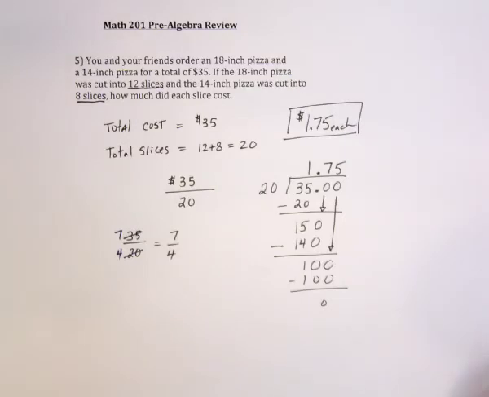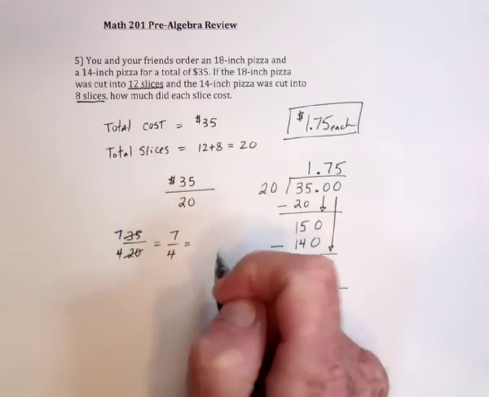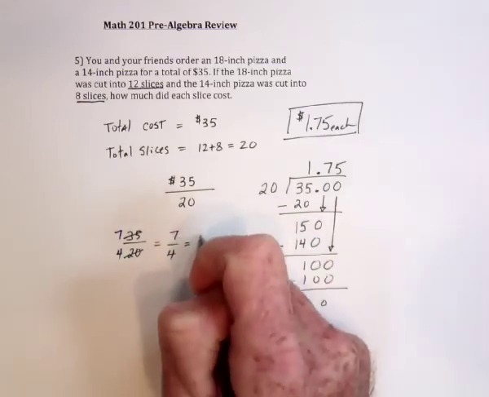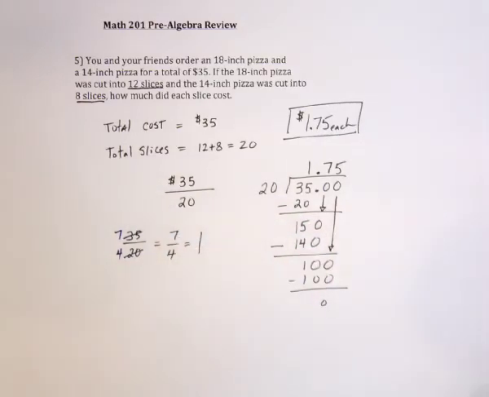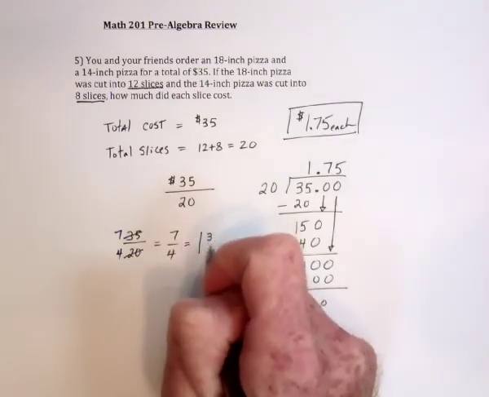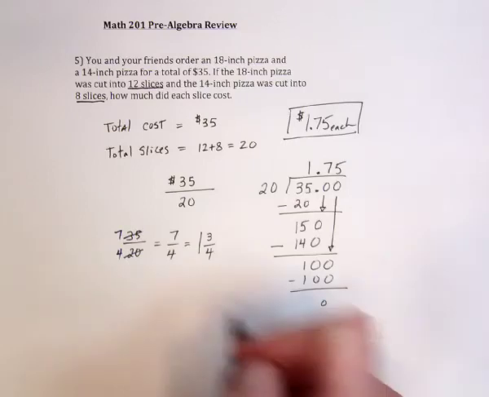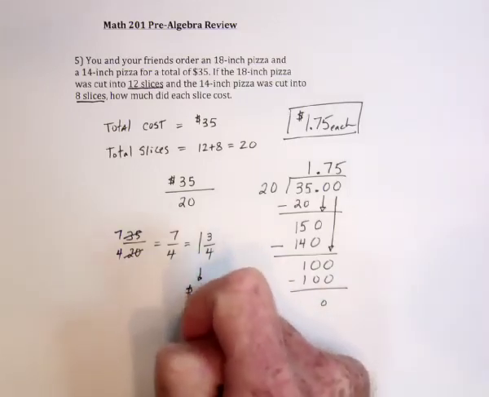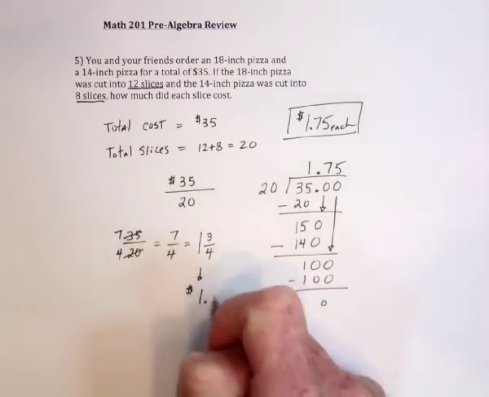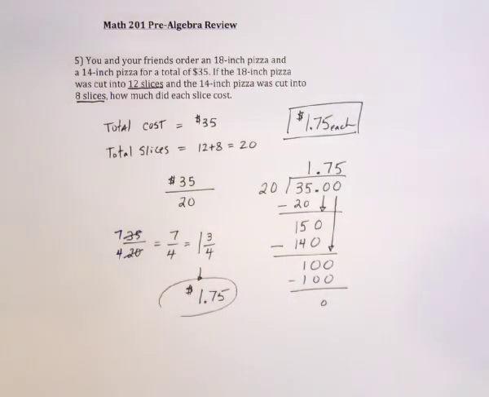So that's $1.75. Or you could change this to a mixed number: 4 will divide into 7 one time, and if you take 4 of them away, it leaves 3. So that's 3 quarters. And if you have 1 3/4, that's $1.75. So 1 3/4 makes $1.75. Either way you cut it, it's $1.75 each.